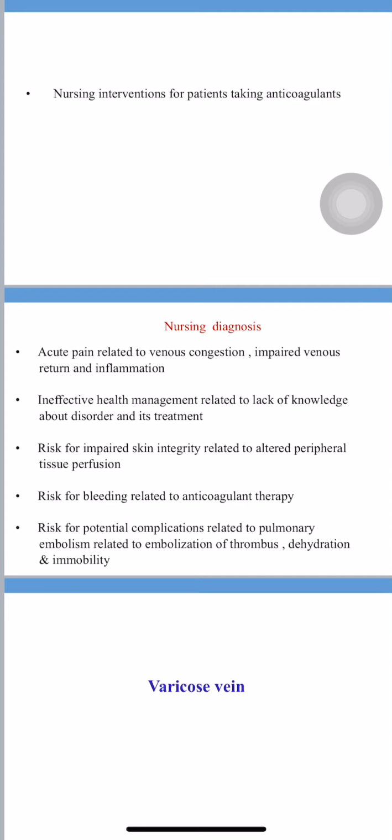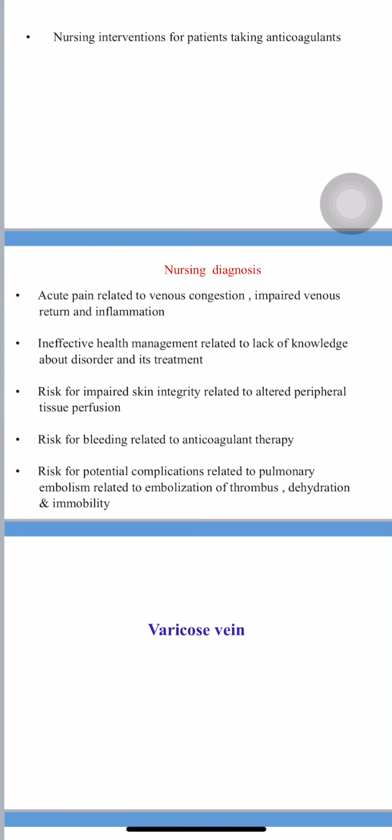So these are the nursing diagnoses related to venous thromboembolism. This is the first disorder, one of the major disorders related to the vein, that is venous thrombosis.